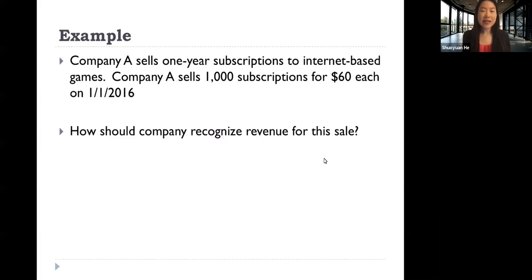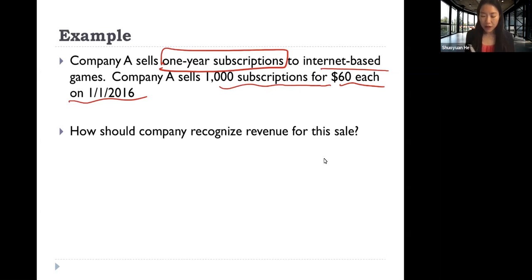So let's look at an example. Company A sells 1-year subscriptions to internet-based games. Company A sells 1,000 subscriptions for $60 each on January 1st, 2016. And this is a 1-year subscription for an internet-based game. How should the company recognize revenue for this sale? Please take 5 minutes, try to write out your journal entries, and you can pause your video for now.